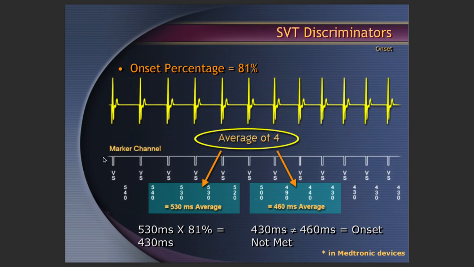If you look carefully, there is this marker channel. In the marker channel, you'll notice different symbols: VS, VS, VS, VS, VS, VS. All of them are ventricle sensed. Then comes the cycle length: 540, 530, 520, 510, 500, 490. So gradually it is decreasing. When they calculate it over here, the average of the first 4 beats is 530 milliseconds. However, the average of the next 4 beats is 460 milliseconds. So it is highly likely. What do you think? Is it met or not met?